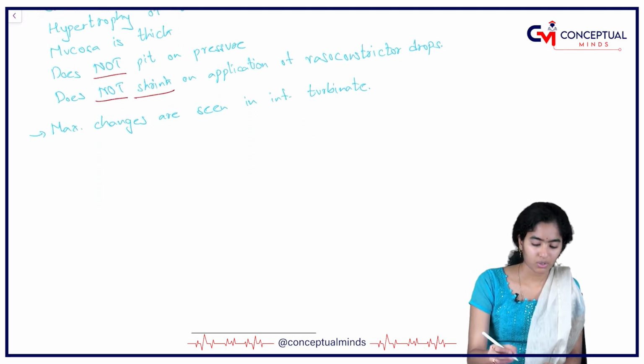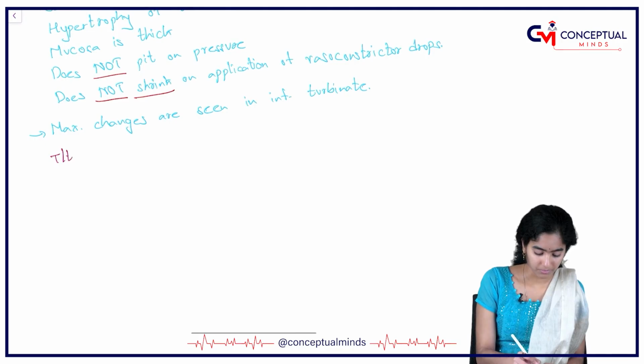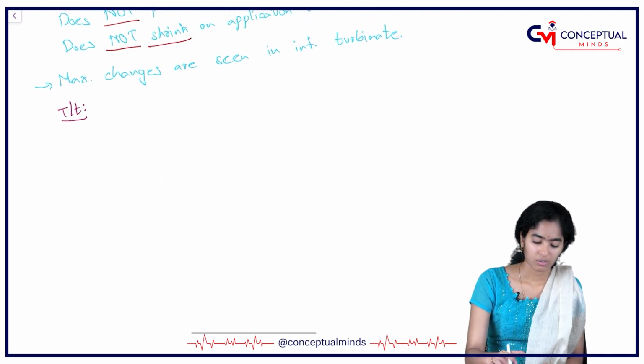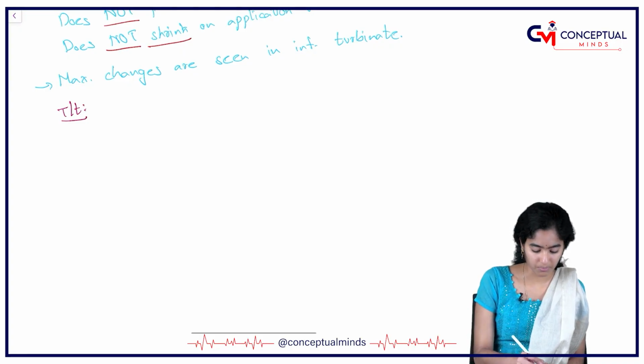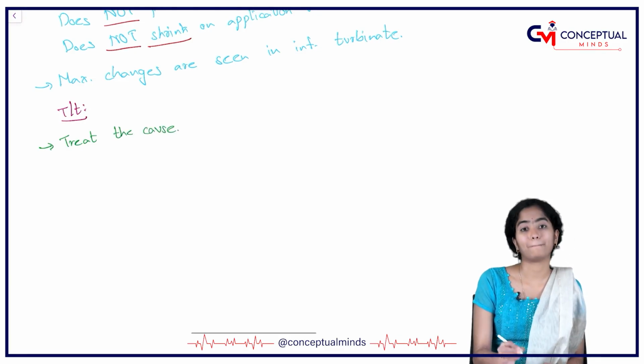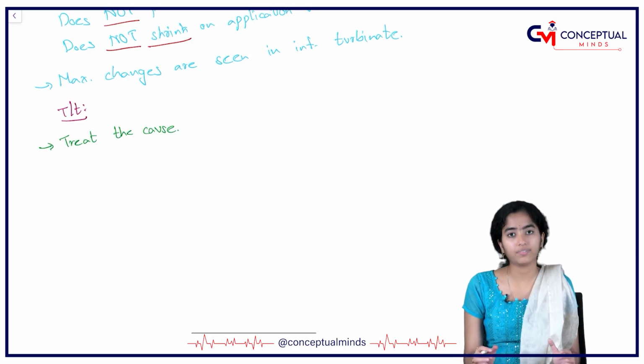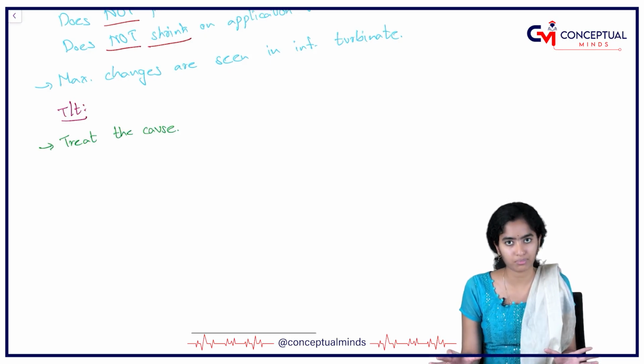So the treatment of this condition. How do we treat it? Most important is to address the cause. Why this has occurred, we have to analyze and treat it. But the turbinates are already hypertrophied. Even the bone and periosteum is hypertrophied.